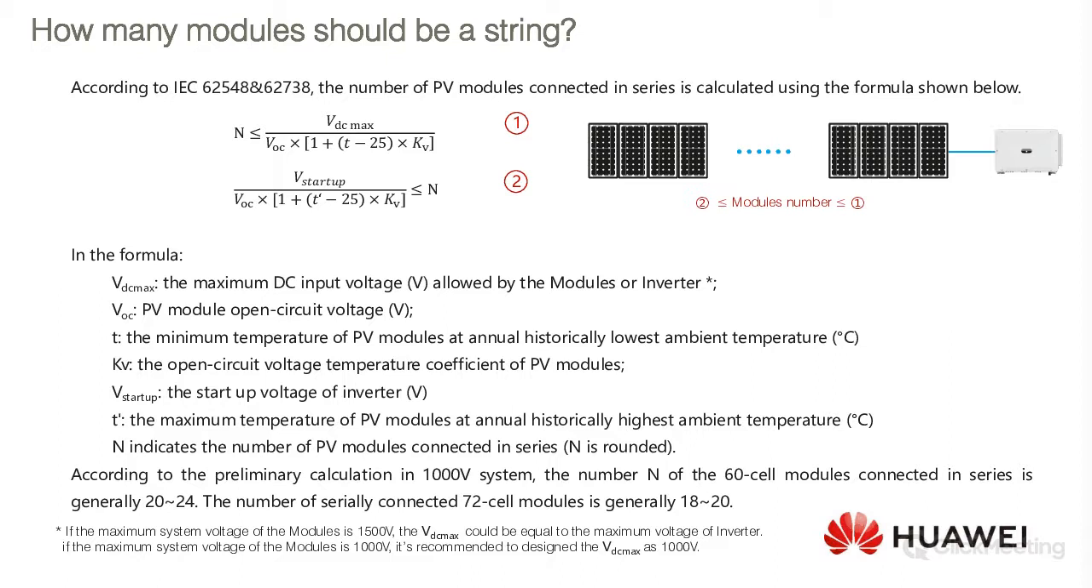That will be covered in another session, but today I will be looking at the string inverter design itself. So there are two standards that normally need to be followed: the IEC 62548 standard, which is normally based for the utility scale applications, and then there is the IEC 62738 standard, both of which are specifying that the number of PV modules that can be connected in series is calculated using a standard.